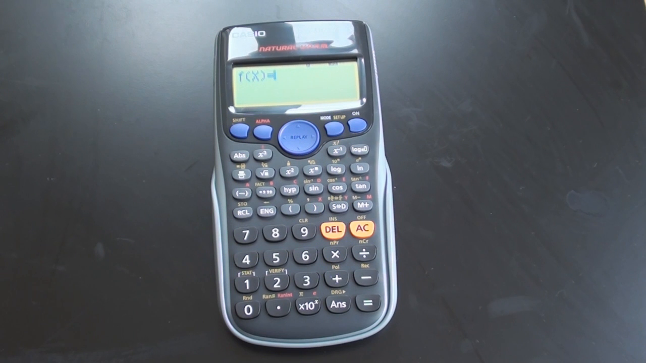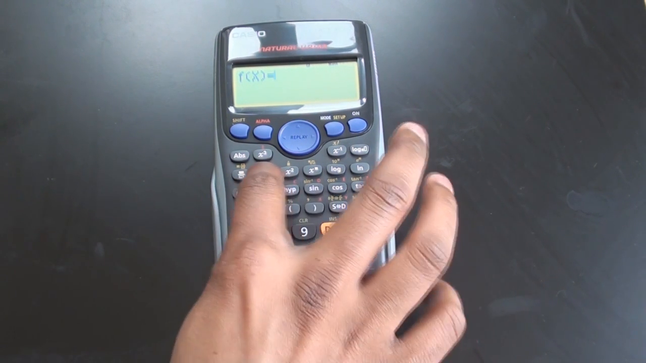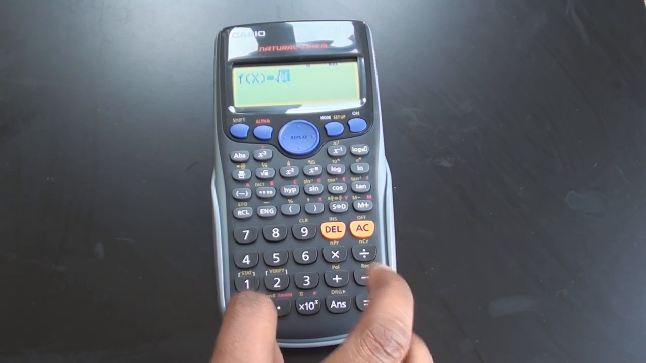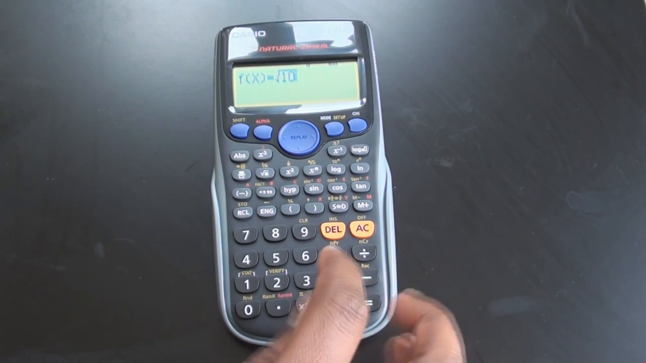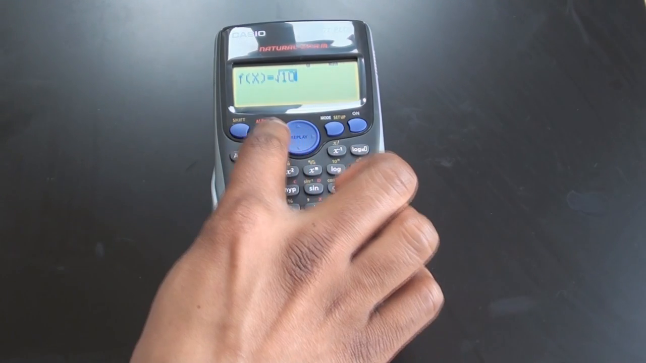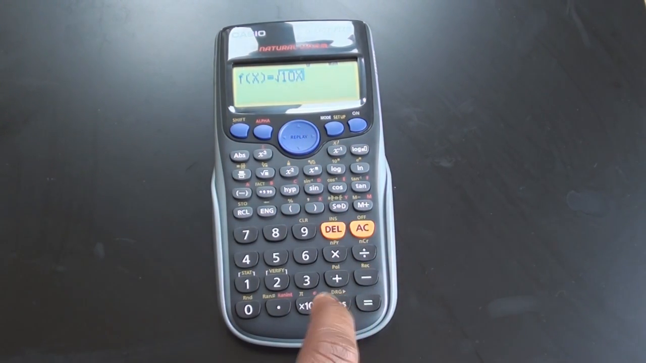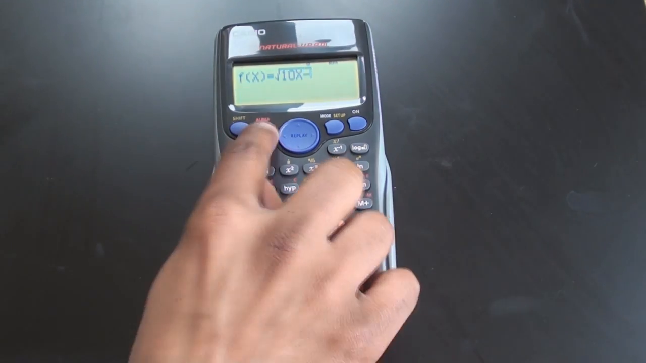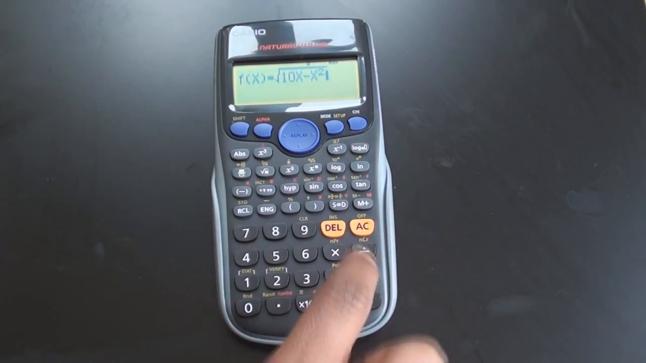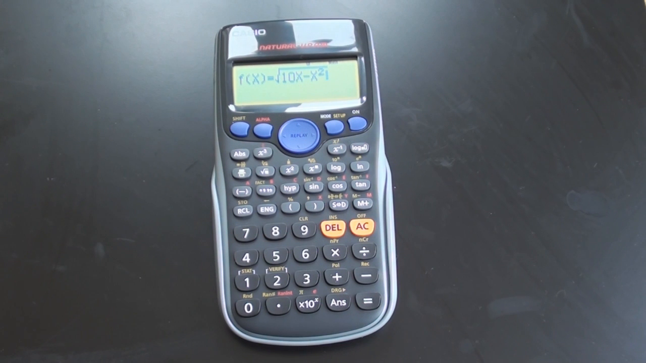Now it asks for fx. Fx is basically what does y equal? Well, y is equal to the square root of 10. Now I need x. Now in order to get x, we press the alpha button followed by the close bracket. So we get 10x minus x squared. Make sure you've typed that in correctly.